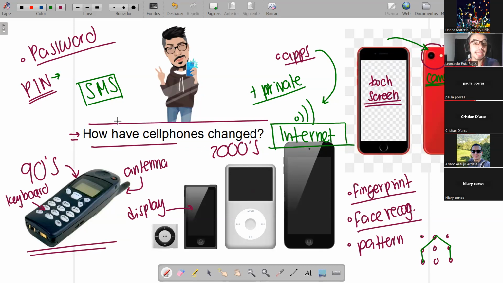So when I say how have cell phones changed, can you tell me what is the meaning of this expression? How have cell phones changed? What is the meaning in Spanish? ¿Cómo han cambiado los celulares? Thank you, Paula. So it's como han cambiado los celulares with present perfect.